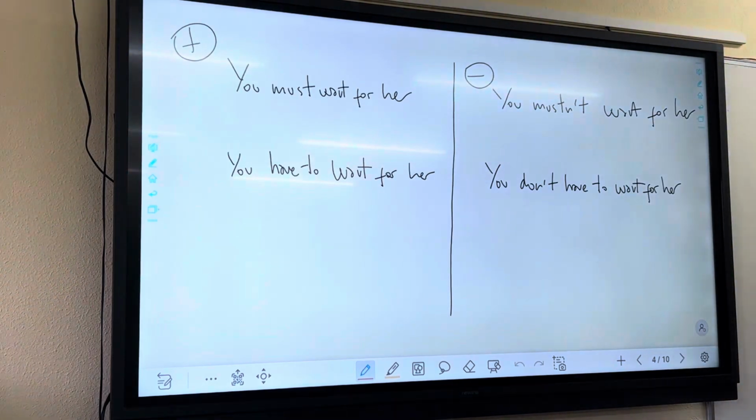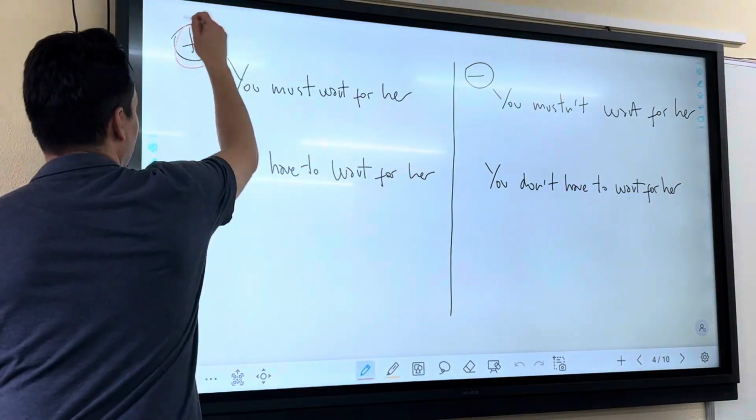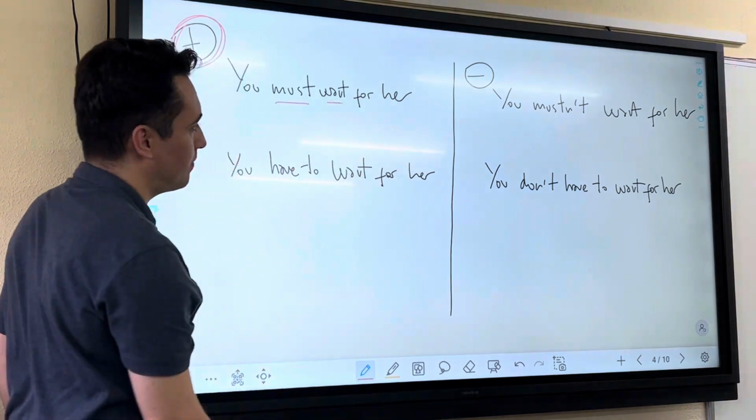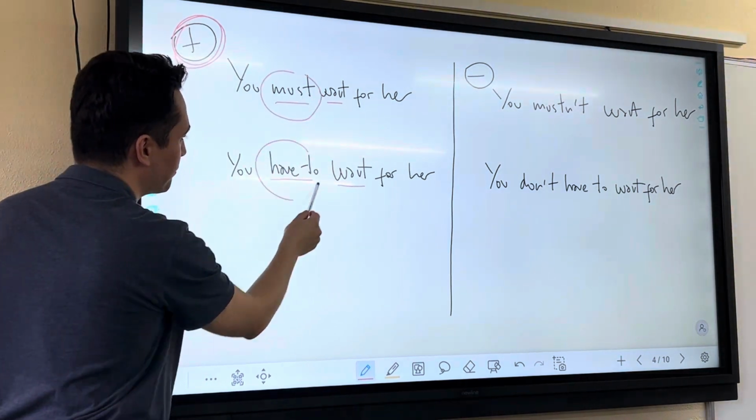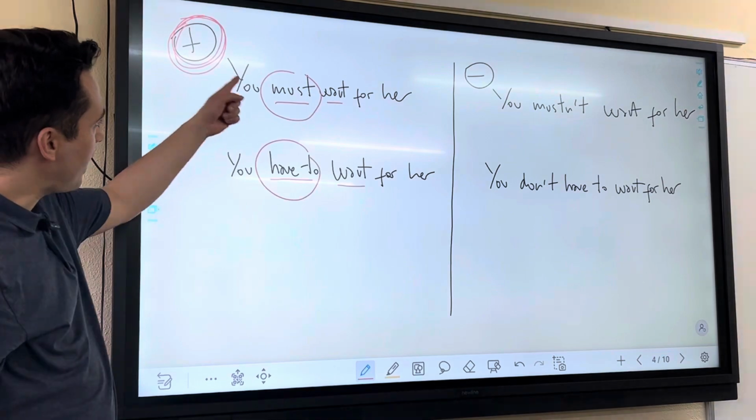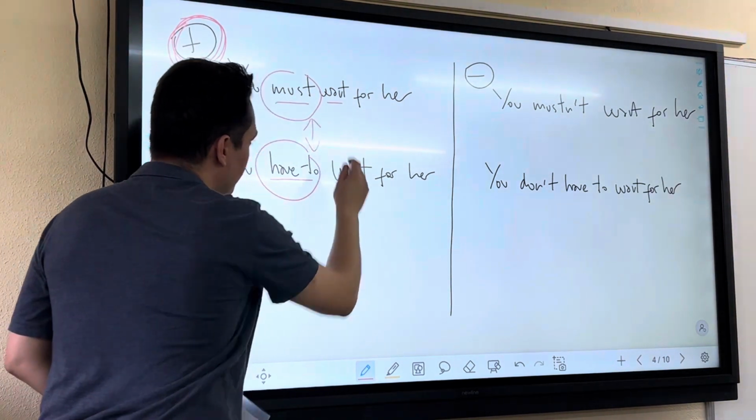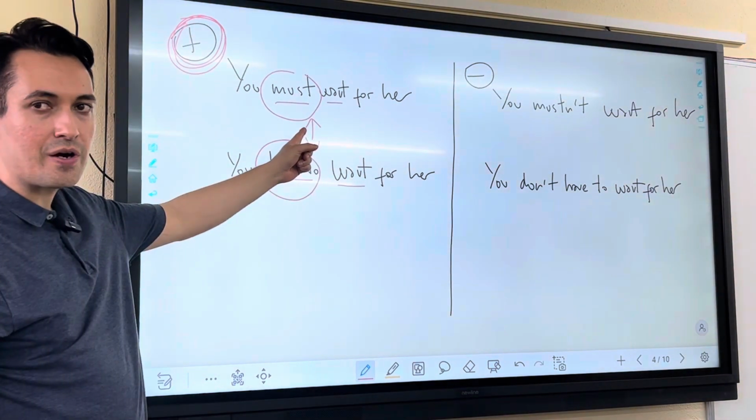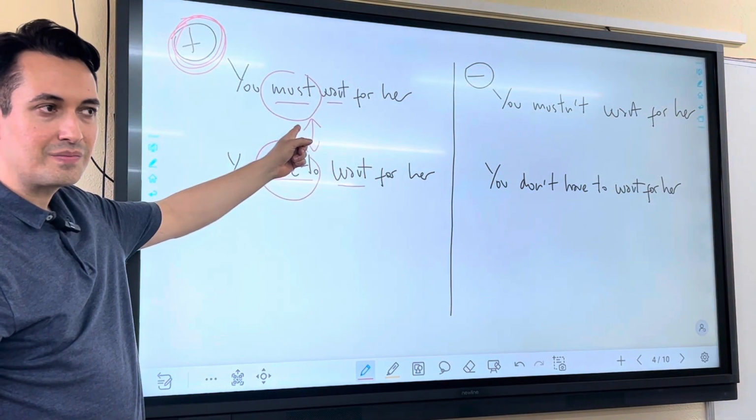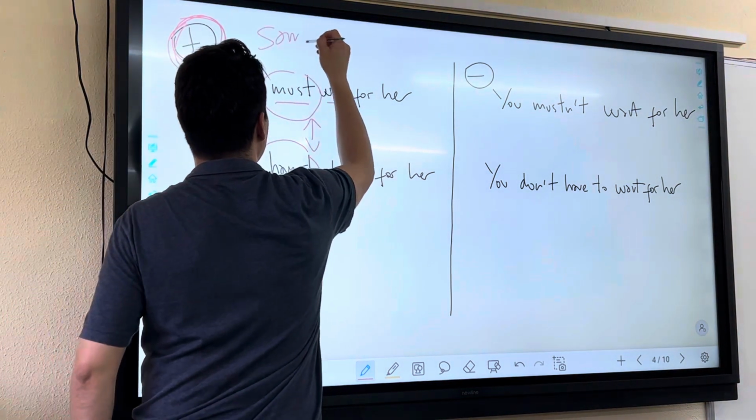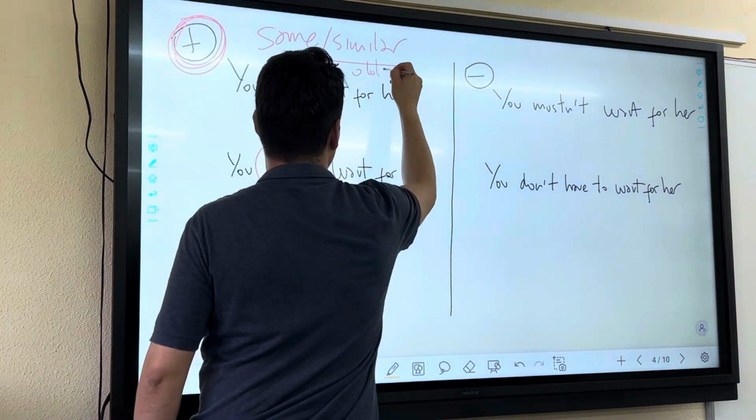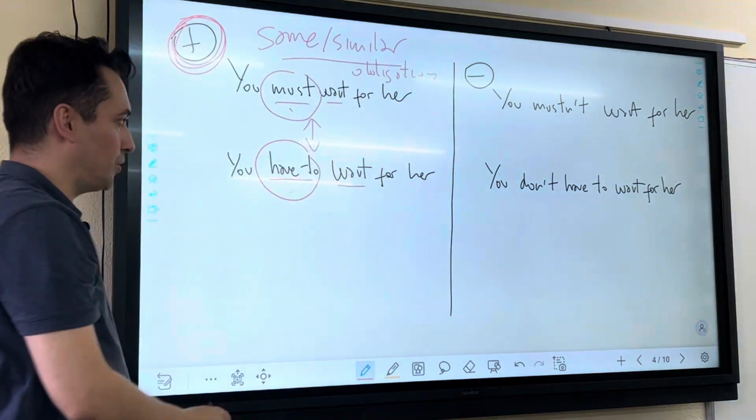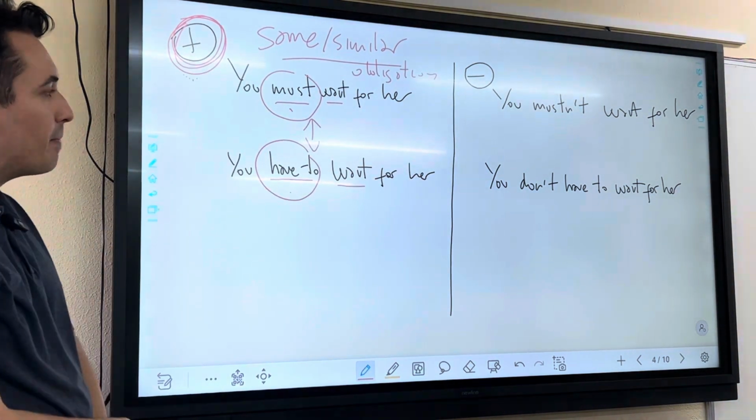Okay. Now have a look at these four little sentences that I have here. Let's have a look at the positive ones first. You must wait for her. You have to wait for her. When must and have to are positive, do they have the same or similar meaning or totally different meaning? The same meaning, similar meaning. That is obligation, yeah? When must and have to are positive, they have the same meaning, obligation.